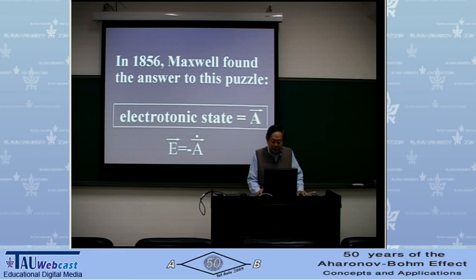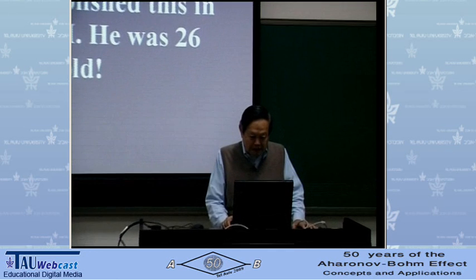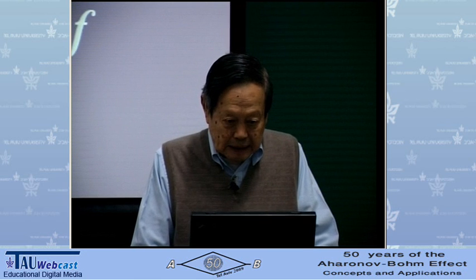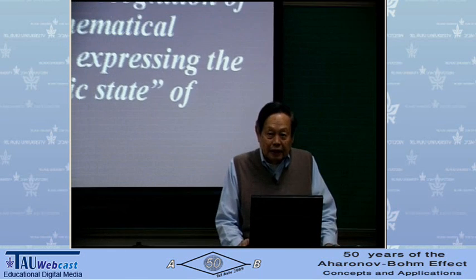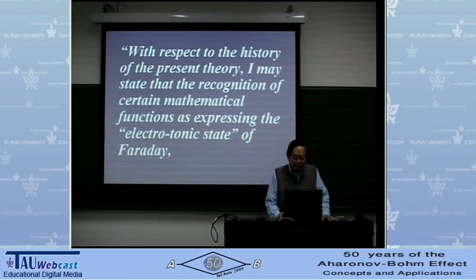In 1856, Maxwell found the answer to this puzzle, and that was that the electrotonic state was the vector potential. In modern notation, we would write E equals minus A dot. He published this in paper 1. He was 26 years old. He knew he had landed on something important, and that it might lead to disputes about credit. He was very well aware of that.